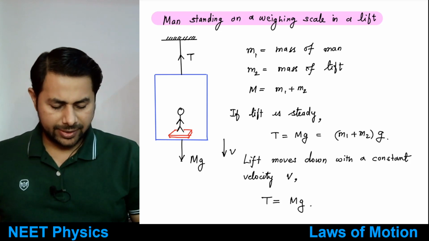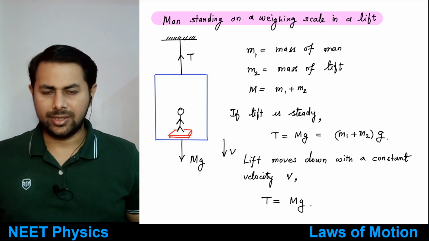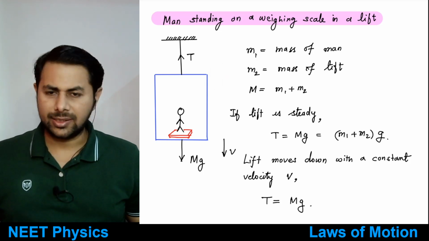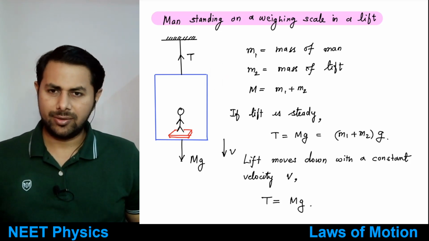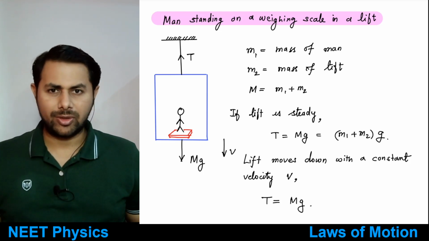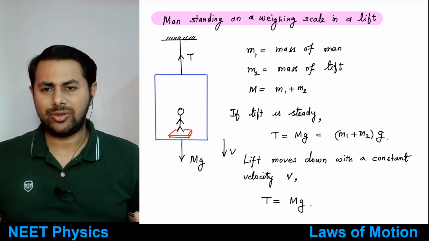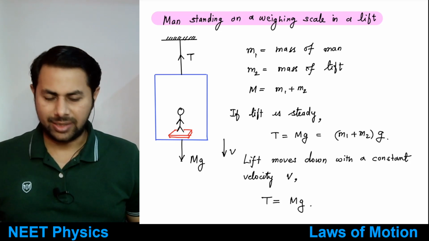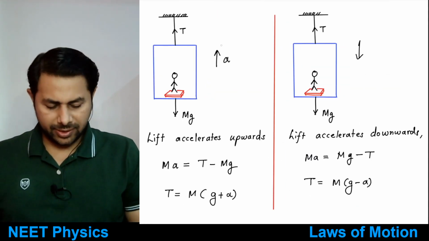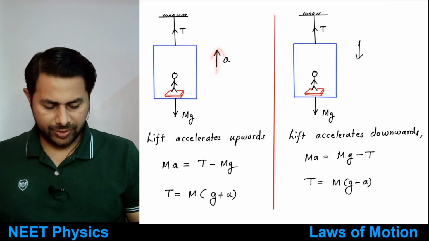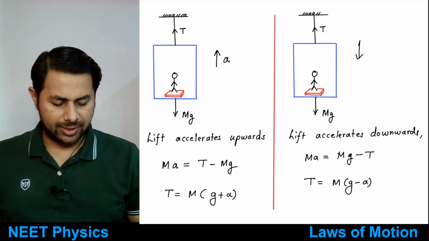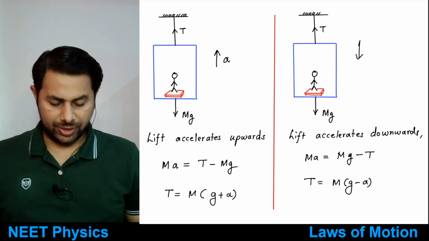Again, if it moves upwards with constant velocity, still the tension is equal to mg. So in all those three cases, steady, moving upwards with constant velocity, and moving downwards with constant velocity, tension is just equal to mg. So that's simple. Then let's consider the next two cases. If it accelerates upwards with acceleration a or downwards with some acceleration a, then what would be the tension?